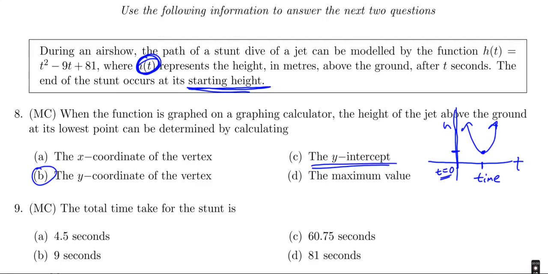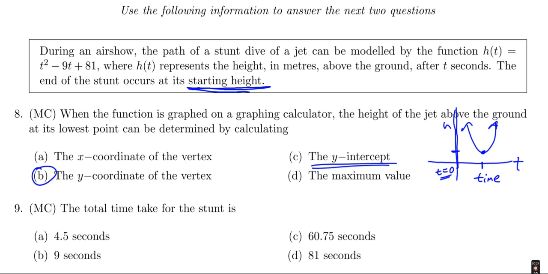Okay, so this next question, which is the second question in this little set, we're still looking at the same scenario. During an air show, the path of a stunt dive of a jet can be modeled by the function h of t is equal to t squared minus 9t plus 81. And that h of t is going to represent the height in meters above the ground after t seconds. The end of the stunt occurs at its starting height. Okay, now question 9 says the total time taken for the stunt is.